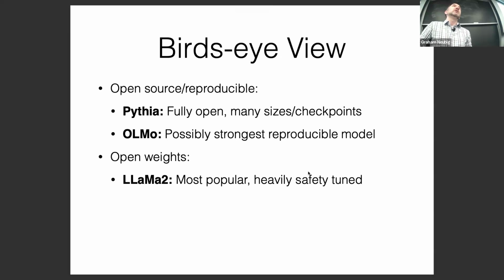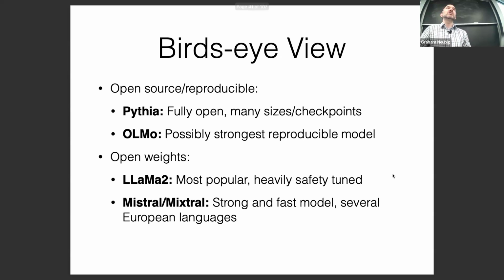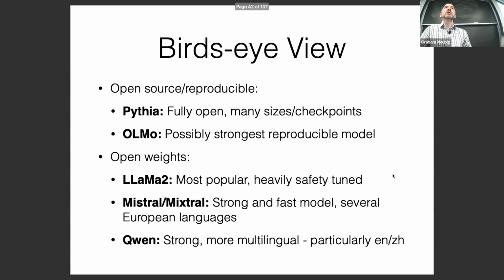OLMo is maybe the strongest reproducible model at the moment. Then we have open weights models, which aren't fully open. They don't disclose everything. They don't release their training data or code. But I'm going to talk about LLaMa 2, which is the most popular. It's also heavily safety tuned. Then Mistral and Mixtral, which is a strong and fast model. It's somewhat multilingual. And also Qwen, which is a very strong model. It's more multilingual, and specifically, it's good in English and Chinese because it was trained on lots of that.